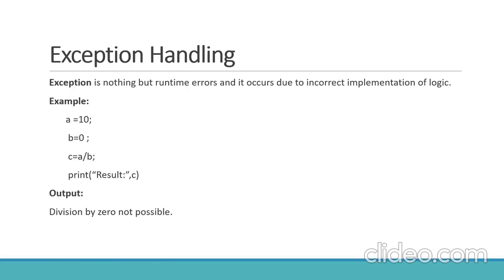Now we will discuss what is exception handling. First of all, we will see what exception means. Exception is nothing but runtime errors and it occurs due to incorrect implementation of logic. We get this exception when we run a program. So runtime error is actually exception.